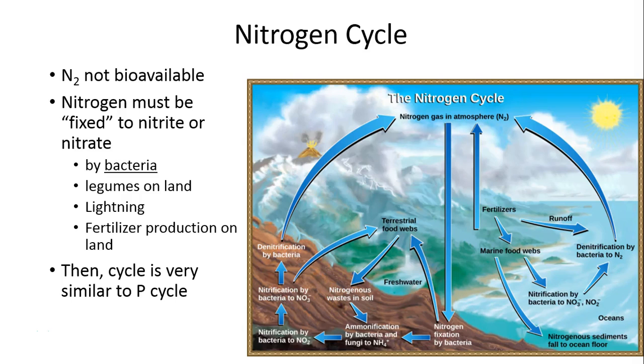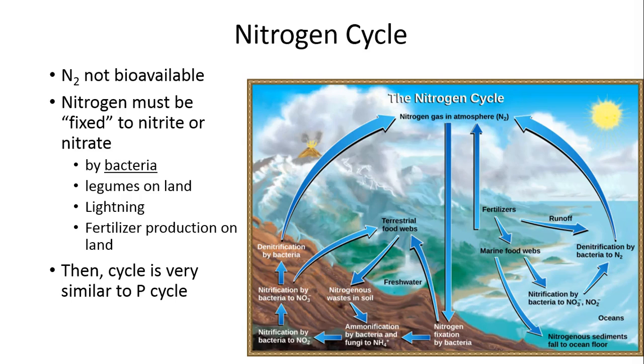So what needs to happen first is that the nitrogen gas needs to be fixed, or changed, into a form that can be used by plants and other photosynthetic organisms. So nitrogen in the atmosphere is fixed to nitrate or nitrite. Organisms that do this are bacteria. Legumes on land can also do this. Lightning strikes can do this. And then, of course, fertilizer production in big factories can do this as well, which is actually kind of a volatile and dangerous process.